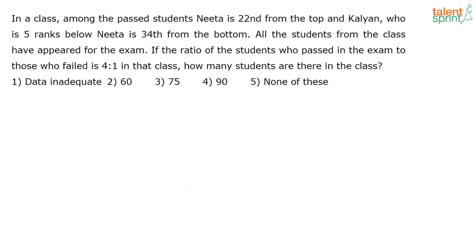Now let us look at this question. In a class, among the passed students, Neeta is 22nd from the top, and Kalyan, who is 5 ranks below Neeta, is 34th from the bottom. All the students from the class have appeared for the exam. If the ratio of the students who passed in the exam to the students who failed in the exam is 4:1 in that class, how many students are there in the class?